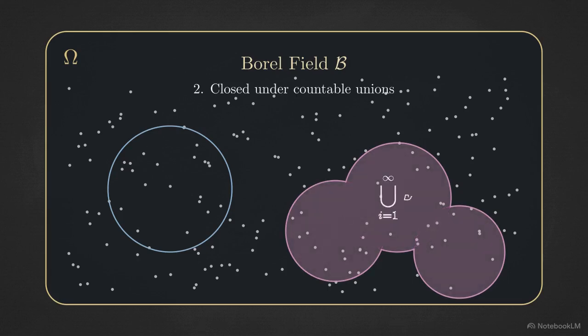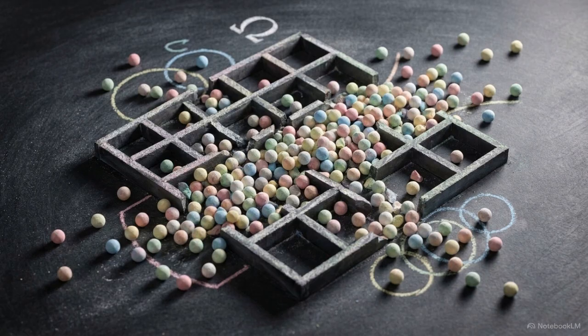Second, it must be closed under countable unions. Infinite sequences of events can be logically merged together into a mathematically valid subset. Without the topological structure of a Borel field, set operations would produce chaotic, immeasurable results, instead of valid events.